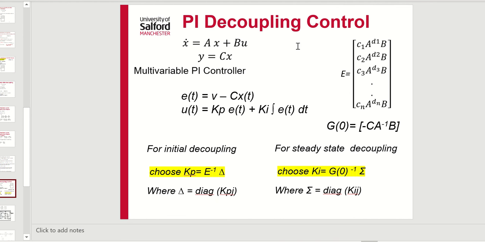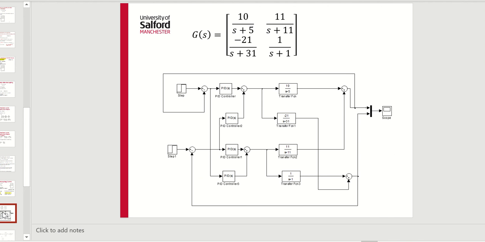So for our PI controller now, to achieve decoupling, we're going to choose a proportional controller Kp equal to the initial decoupling matrix times the diagonal set of gains. I'm going to choose our integral controller as G0 to the minus 1, so that's another set of diagonal gains. And so it's the initial decoupling matrix and the final decoupling matrix of the open loop system that we use to design our proportional plus integral controller structures. And if we had a look at this now, here's a multivariable system which I've chosen.